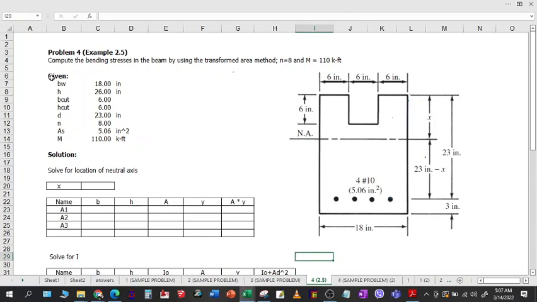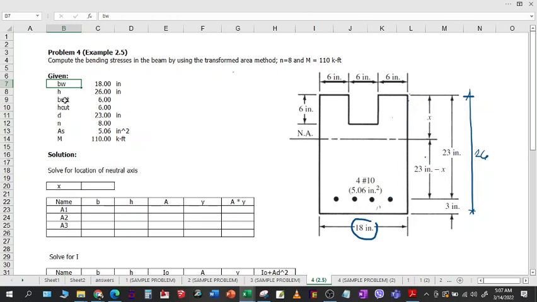First, we have to account for the given data based on the drawing. We have here BW, or beam width, that is 18 inches. Next is the height of the entire beam, this one, that is 23 plus 3 inches, that will be 26.